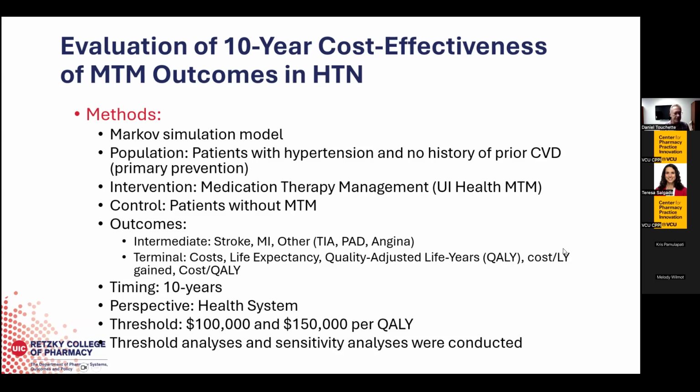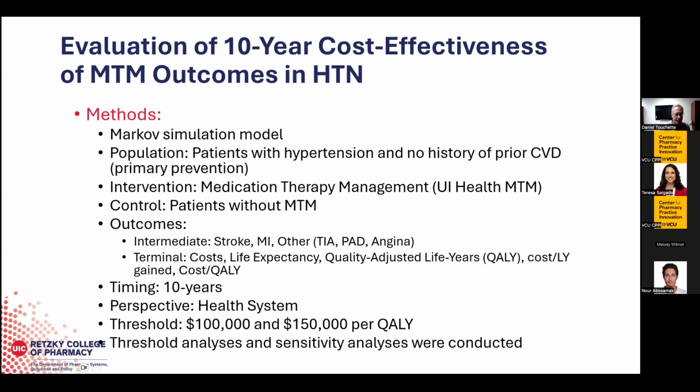The terminal outcomes of this study were the costs, the life expectancy, quality adjusted life years, and ratios of those. So cost per life year gained, cost per quality gained. And we evaluated patients over a 10-year period. The perspective was the health system perspective. The thresholds that we used to consider whether or not our intervention was cost effective were 100,000 per quality gained and 150,000 per quality gained. We did threshold analysis and sensitivity analyses to look at the robustness of the data.